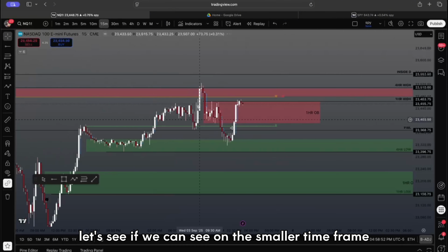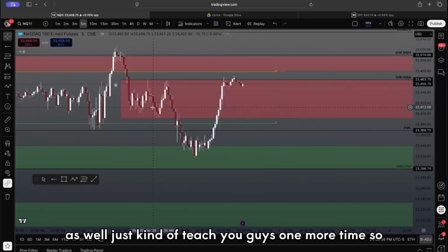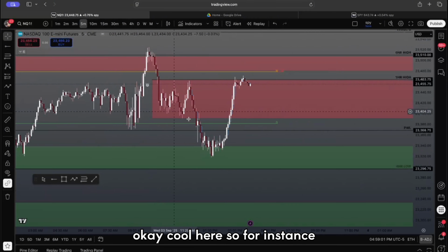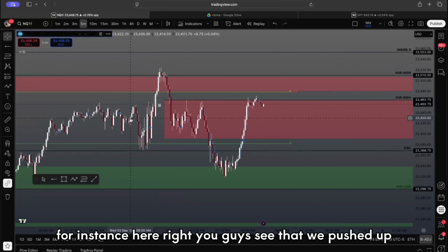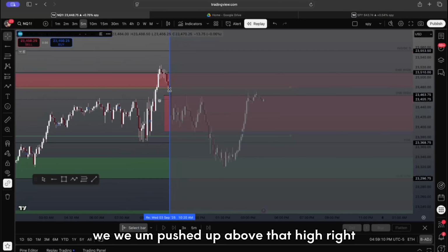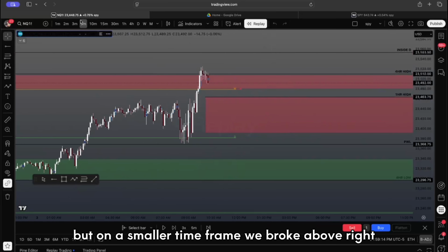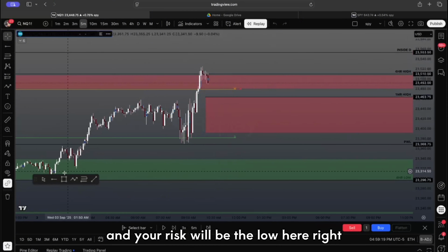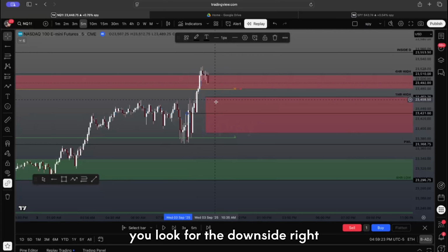Let's see if we can see it on the smaller time frame as well, just to teach you guys one more time. Okay, cool. Here, for instance, you guys see that we pushed up. We pushed up above that high, which is our 4 hour high, but on a smaller time frame, we broke above, right? So you can look for a retest to go long, and your risk will be the low here, right? Now, if this low was to break here, you look for the downside, right?